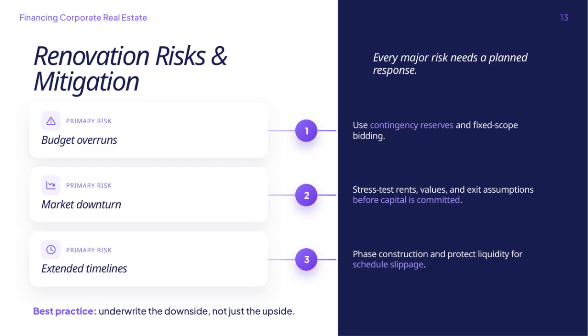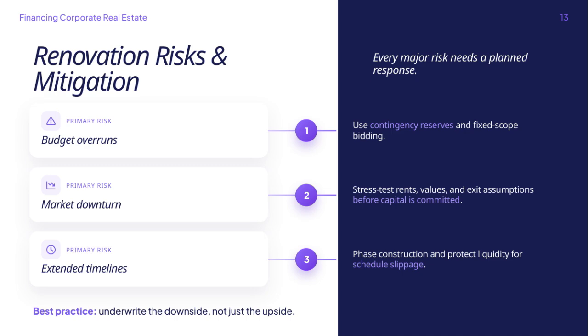When managing renovation projects, it's crucial to recognize and prepare for key risks to keep everything on track and within budget. First, budget overruns are a primary risk. To mitigate this, it's essential to use contingency reserves and consider fixed scope bidding to control costs up front. Second, a market downturn can significantly impact project viability. The best way to handle this is by stress testing rents, property values, and exit assumptions before committing capital, ensuring you're prepared for less favorable market conditions.